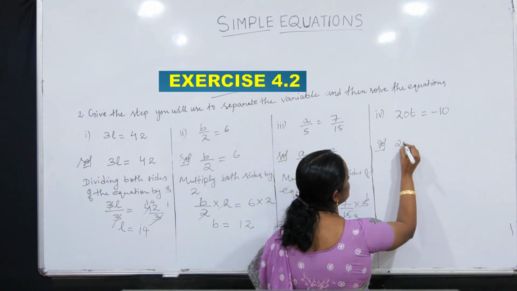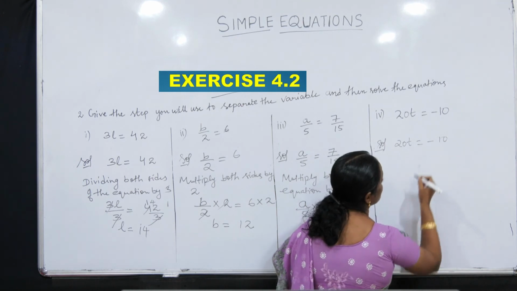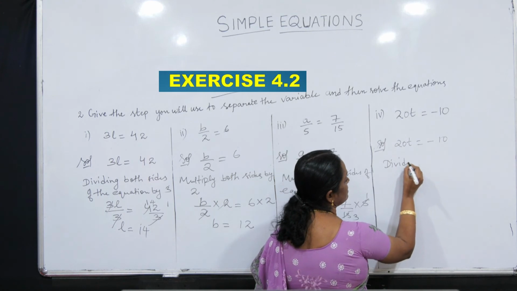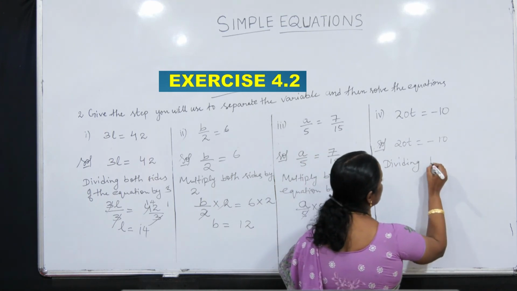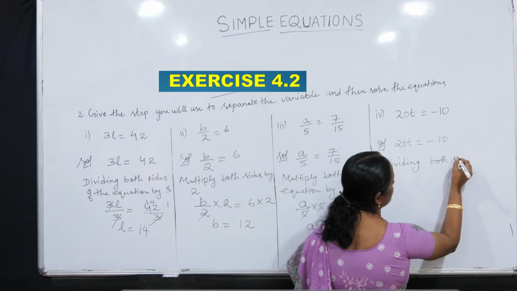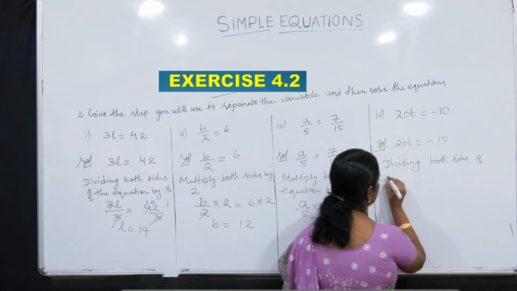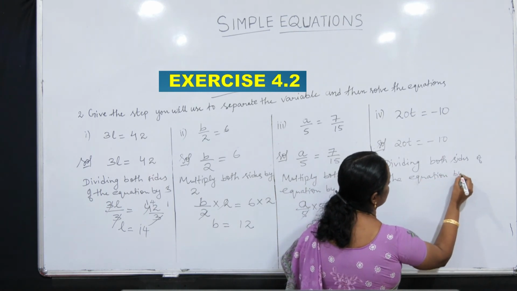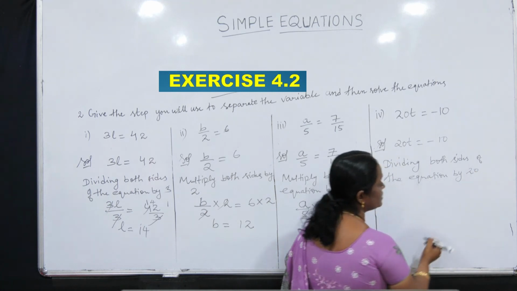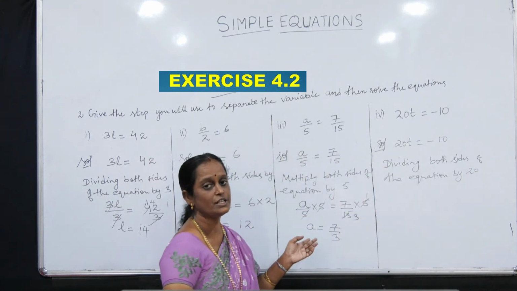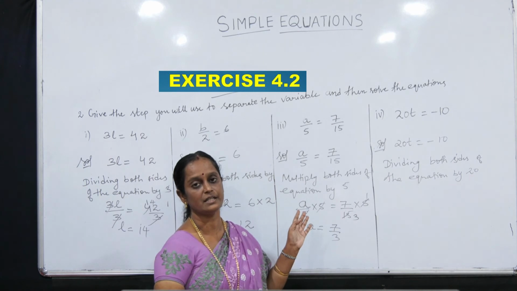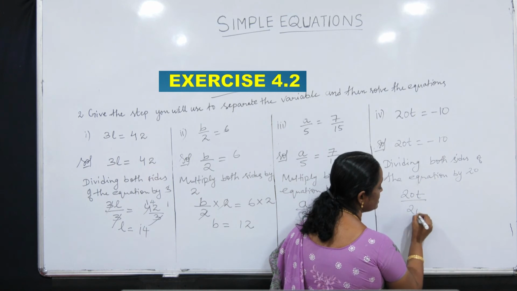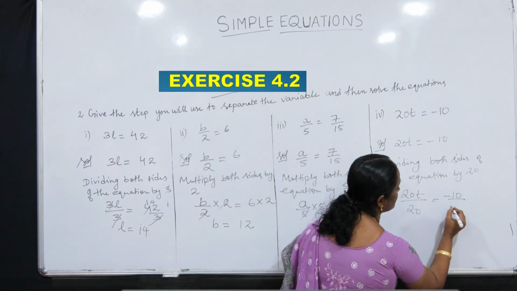The equation is 20t is equal to minus 10. Here we will be dividing both sides of the equation by 20. 20 से क्यों डिवाइड करते हैं हम? यहाँ पे हमें वेरिएबल जो है t को सेपरेट करना है, so हम 20 से डिवाइड करेंगे तो वेरिएबल सेपरेट हो जाएगा. 20t divided by 20 is equal to minus 10 by 20.